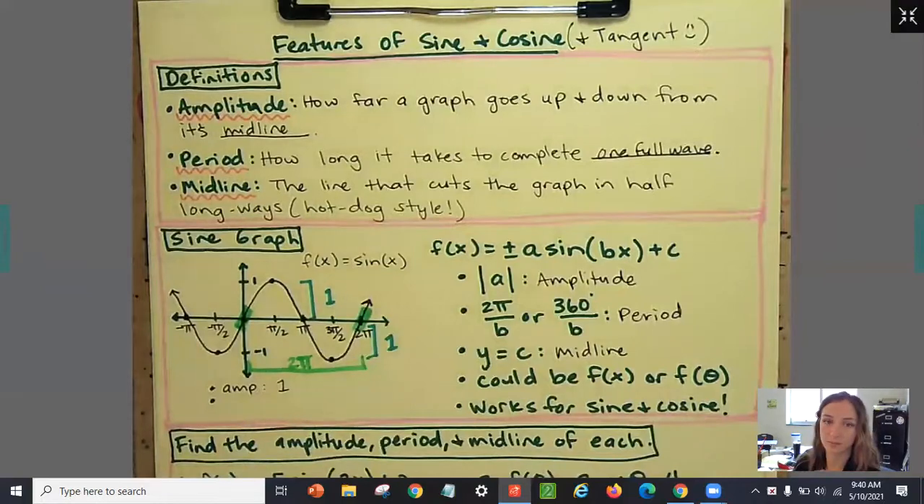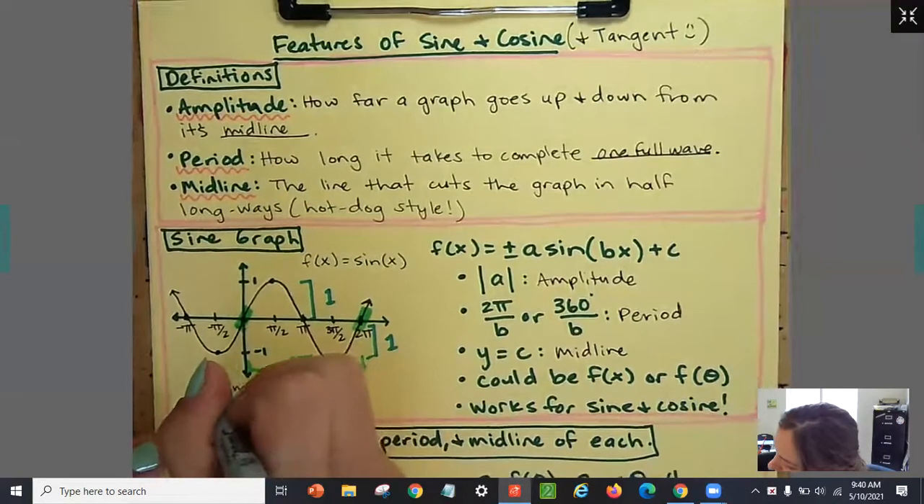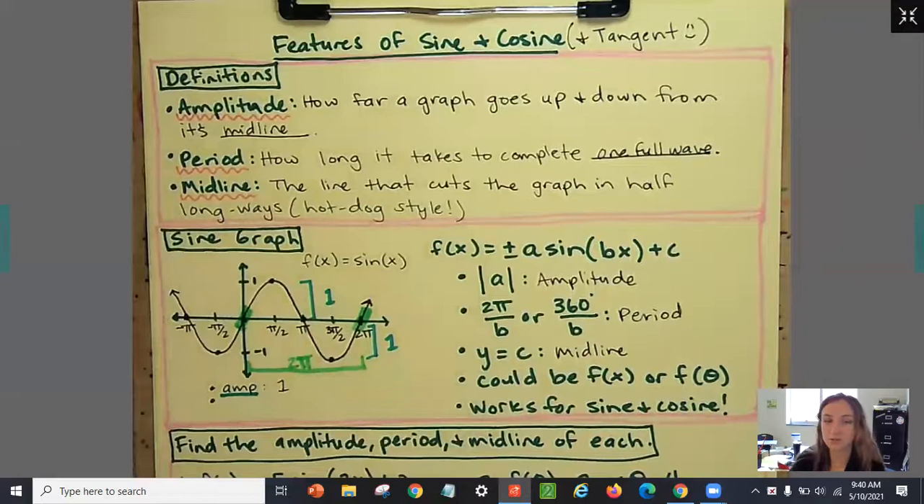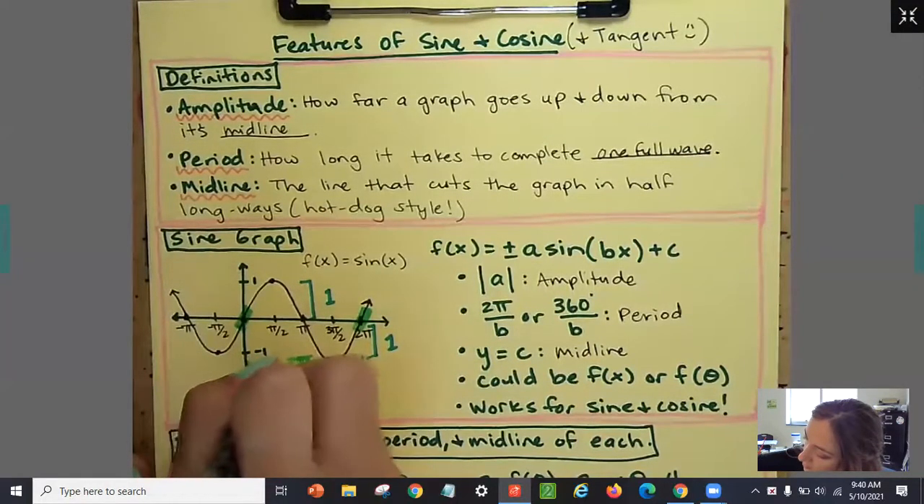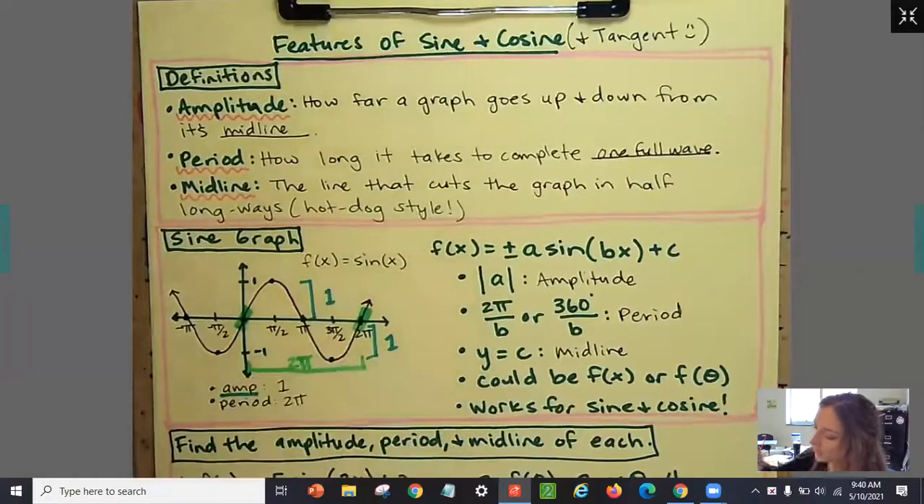Okay, and let's do some underlining here. Okay, there was my amplitude. Here is my period. So this one has a period of 2 pi. And this is just the regular sine function, by the way.